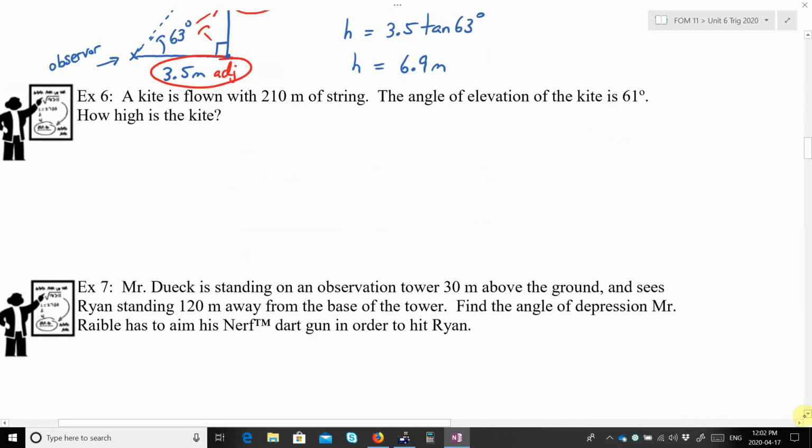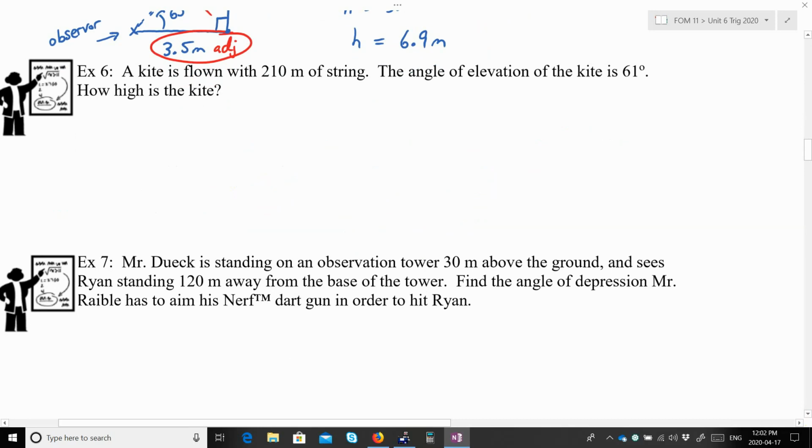Example 6 says a kite is flown with 210 meters of string. The angle of elevation of the kite is 61 degrees. How high is the kite? Okay, so a kite is flown like this. I am going to attempt to draw a kite like that. And a kite is flown with 210 meters of string, so this is 210 meters.